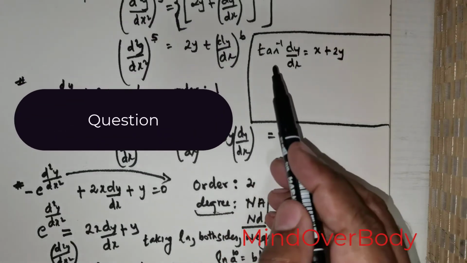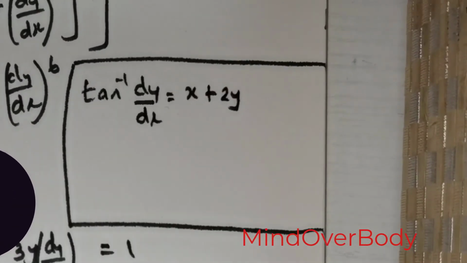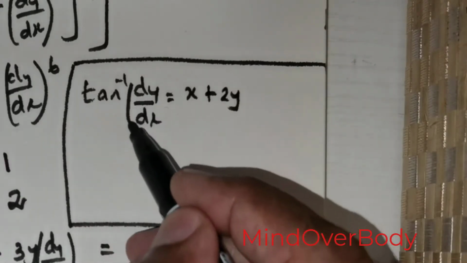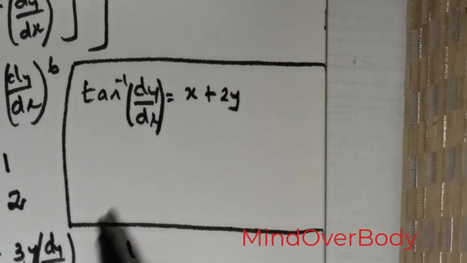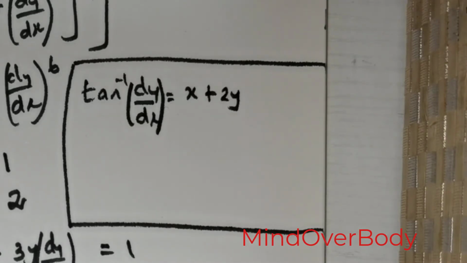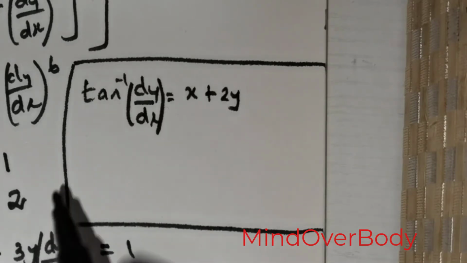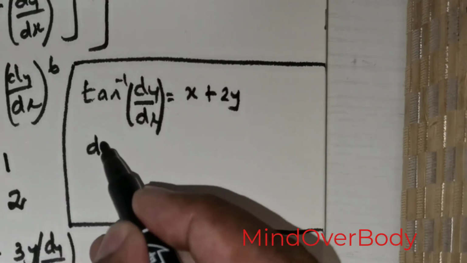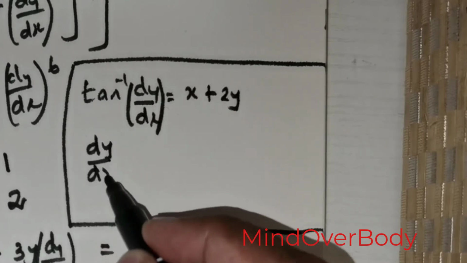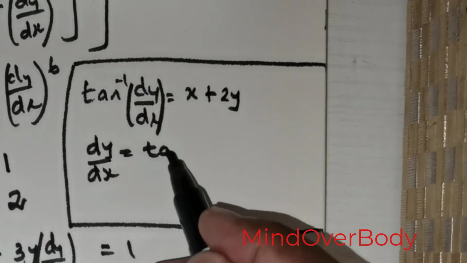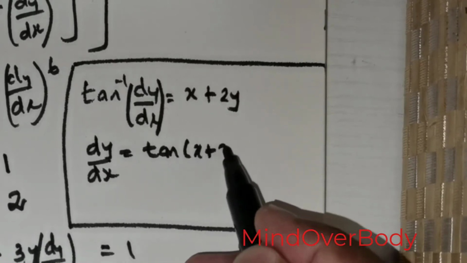We're given this question, we are expected to find the order and degree. So we have tan inverse of dy over dx is equal to x positive 2y. First and foremost, we need to make sure that this equation is in polynomial form. So I'm going to rewrite this as dy over dx by moving the tan inverse to the other side, so I now have tan of x positive 2y.